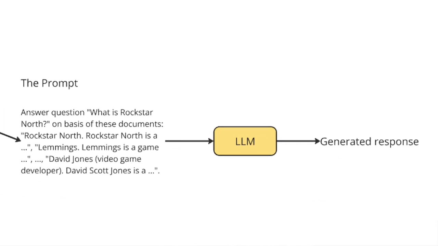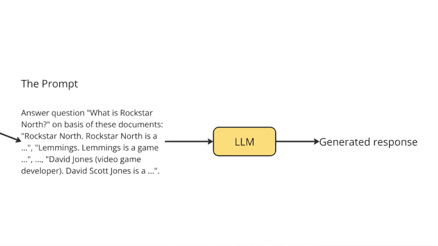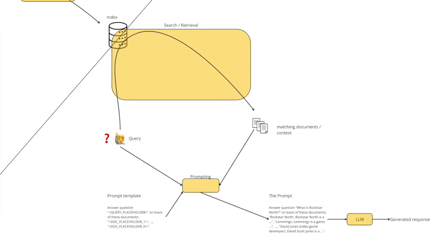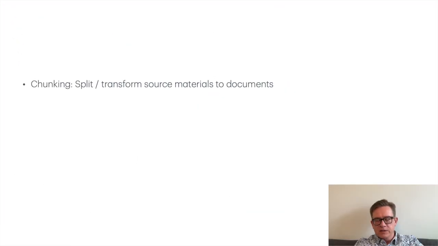The prompt that was generated in the previous phase is simply given to the LLM, and the LLM generates the response. So we begin with the prompt, and that is given to the LLM, and the LLM generates the output. So let's do a quick summary.